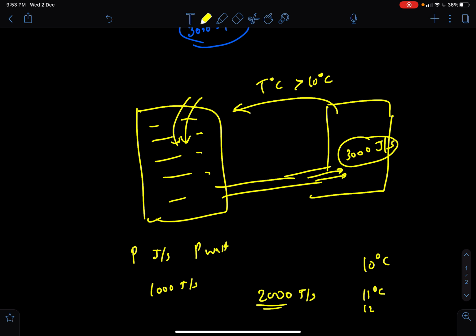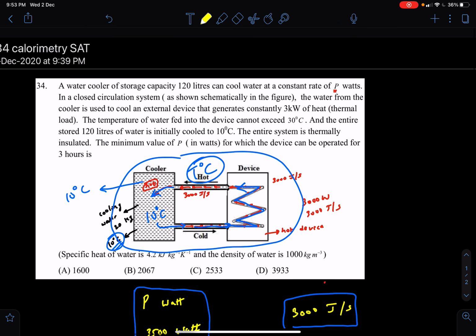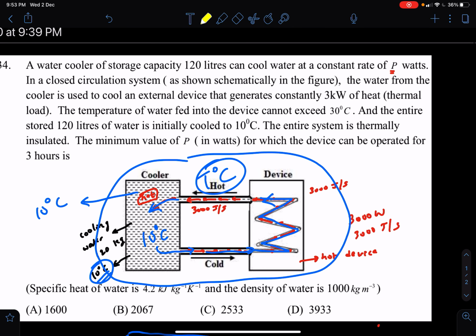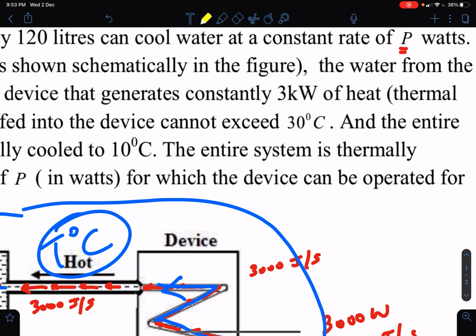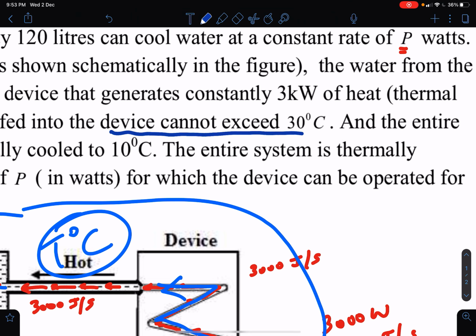Why? Because as time progresses, there is an overall gain in heat, and because of it there is an overall rise in temperature of the water. As the water keeps increasing in temperature, a time comes when the water temperature exceeds 30 degrees centigrade. And once the water temperature exceeds 30 degrees centigrade, the device will be spoiled, and so we will be paying the price of this device.